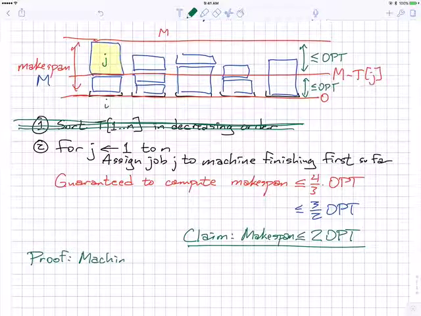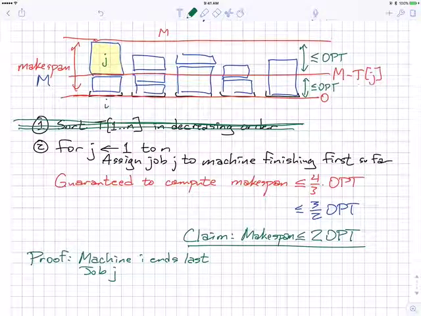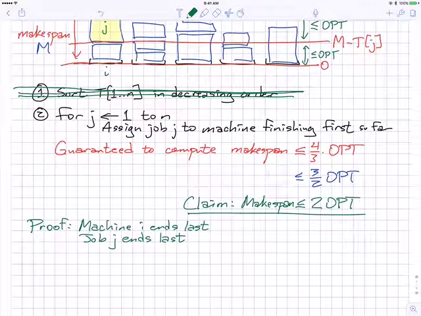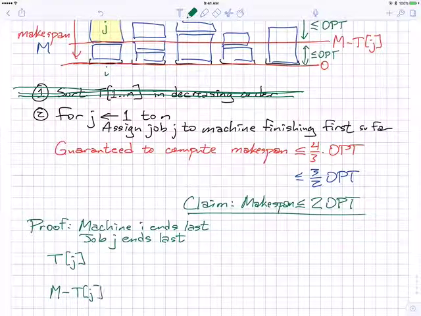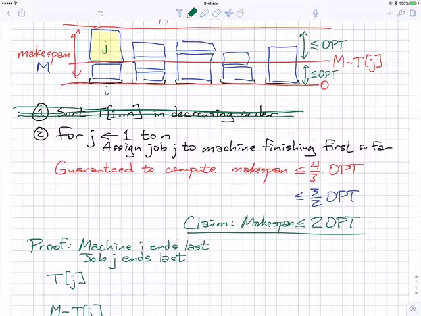Sort of machine I ends last. This is the definition of I. Job J ends last. This is the definition of J. Okay, so there are two things that I want to consider: the running time of job J, and the overall makespan minus the running time of job J. The first thing I want to do is claim that the running time of job J is less than or equal to the optimum makespan.